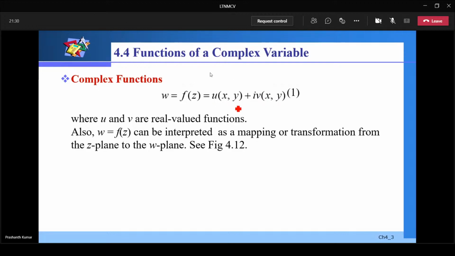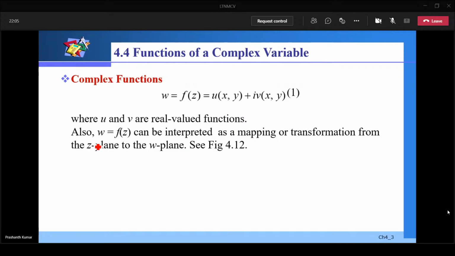What is u and v? U and v are not a simple number. U is a function in terms of xy. V is a function involved in xy. So u and v are real valued functions. But this v is multiplied with i, therefore it becomes an imaginary part. Okay, but u and v both are real valued functions, not a simple number. It is a function.